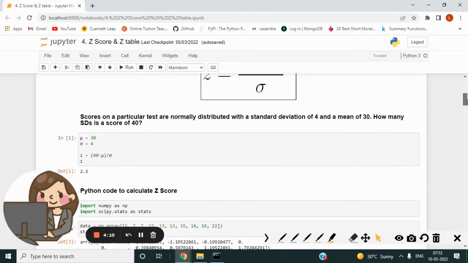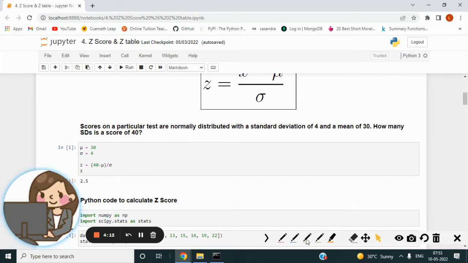Now, this is the formula, so let us see one example. Scores on a particular test are normally distributed, so we are speaking about a Gaussian curve with a standard deviation of 4. This is population data, so sigma equals 4, and a mean of 30, so mu equals 30. How many SDs is a score of 40? What it is asking is: if the mean is 30 and the standard deviation is 4, how many SDs will a score of 40 be?